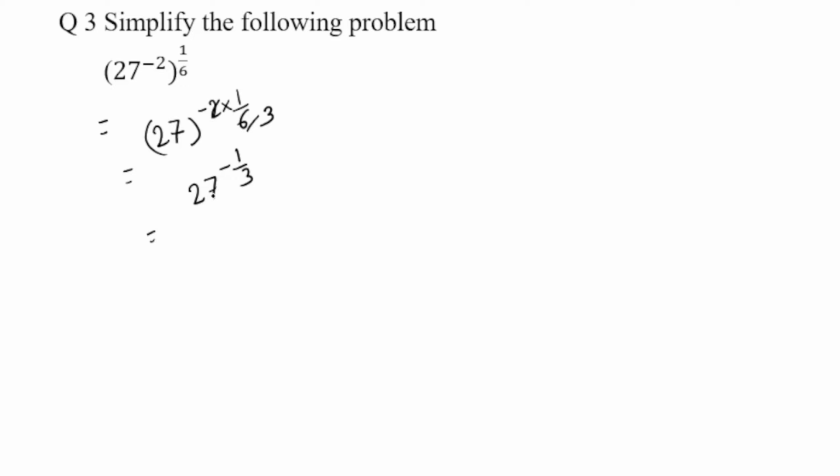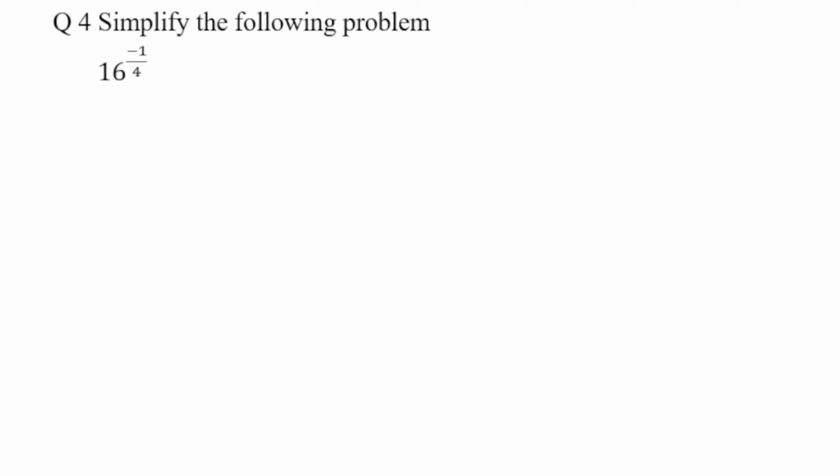Similarly, we can write 27 as 3 to the power 3, to the power minus 1 by 3. Again, we have to use the power of exponent property. 3 to the power 3 multiplied by minus 1 by 3. 3 cancels. 3 to the power minus 1. We can write 3 to the power minus 1 as 1 by 3. Now move to another question.